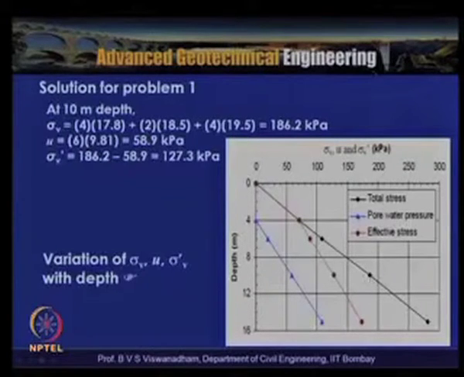186.2 kilopascals. U, that is pore water pressure, here it is 0, and then the water table starts from 4 meters. So it is 0 here, and at this point at 10 meters, because of the 6 meters, that is 10 minus 4, 6 into 9.81, which is nothing but 58.9 kilopascals. Sigma v dash is nothing but this minus this. This is how the variation of the effective stress with the depth for the given problem is shown here, and this is the variation of the total stress with the depth, and this is the variation of the water pressure with the depth, 0 here, and then it starts like this.